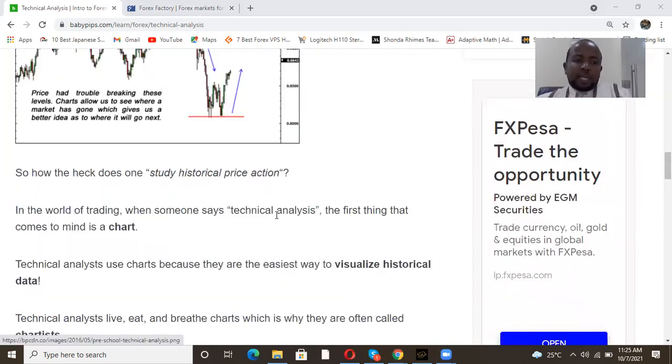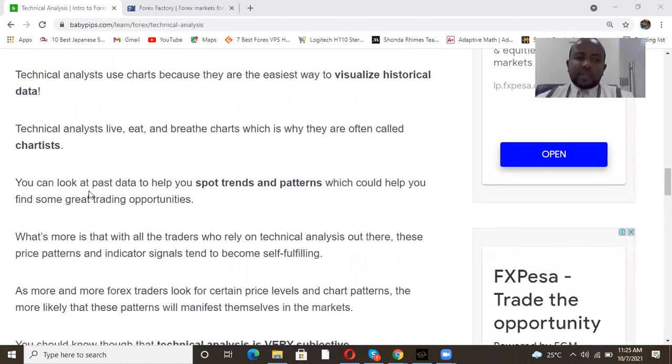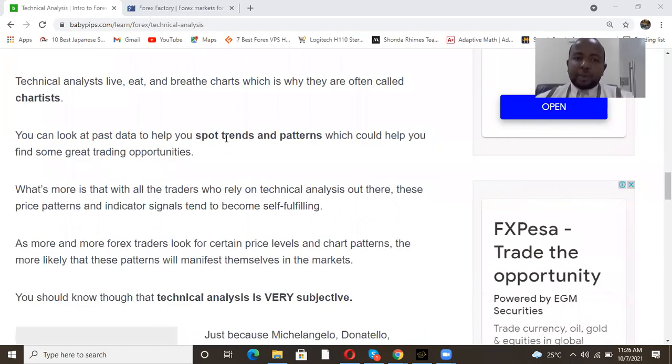So what I'm trying to say is, in the world of trading, when someone says technical analysis, the first thing that comes to mind is a chart. Technical analysts use charts because they are the easiest way to visualize historical data. So it's more about poring over data again and again. Technical analysts live, eat, and breathe charts. That's why they're called chartists. You can look at past data to help you spot trends and patterns, which could help you find some great trading opportunities.